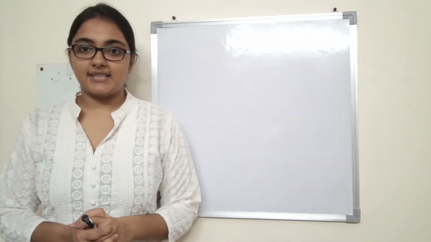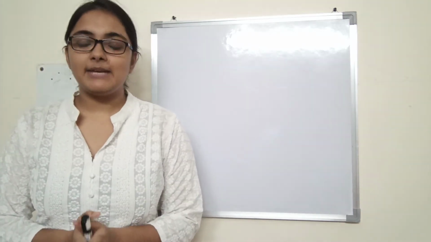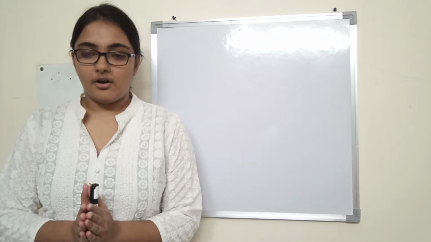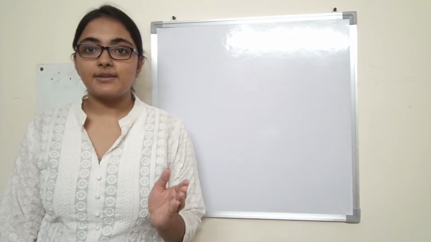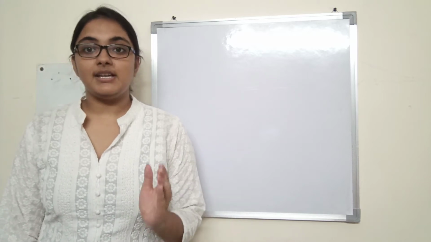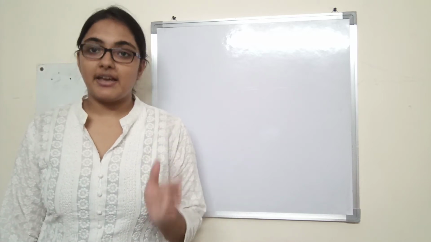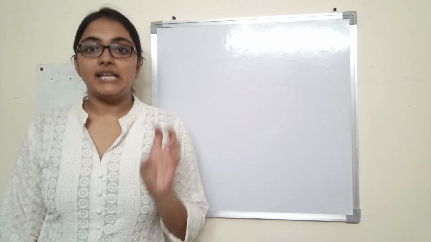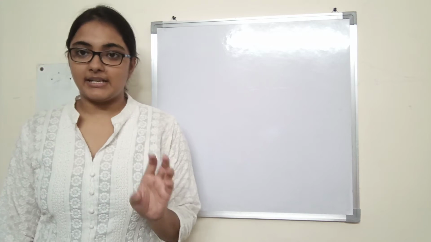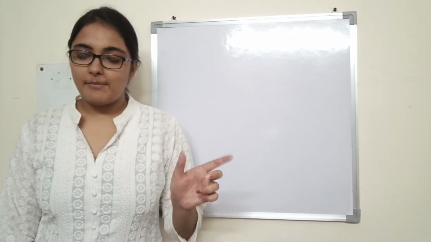Alright. So let's start. What is a heap? A heap is a data structure. Alright. And it is a nearly complete binary tree. What is a binary tree? A binary tree is a tree in which every node has at most 2 children. Alright. And a heap is an almost complete binary tree or a nearly complete binary tree.